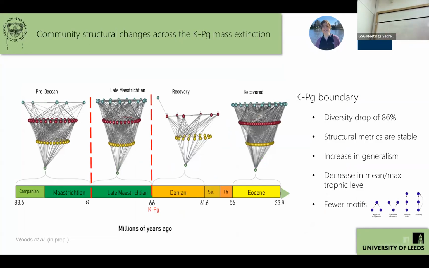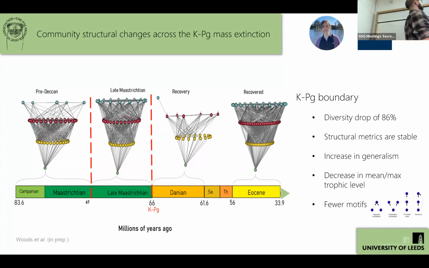We have a pre-Deccan community. We have a late Maastrichtian community just prior to the KPG boundary. So they're our Cretaceous ones. And then we have a recovery interval community, so after the mass extinction in the Danian, which is the first time period of the Cenozoic. Then we have a gap because there's a bit of an unconformity going on where we have no marine sediment. And then we have an Eocene section, which would represent by that point, many million years after the mass extinction, a fully recovered community.